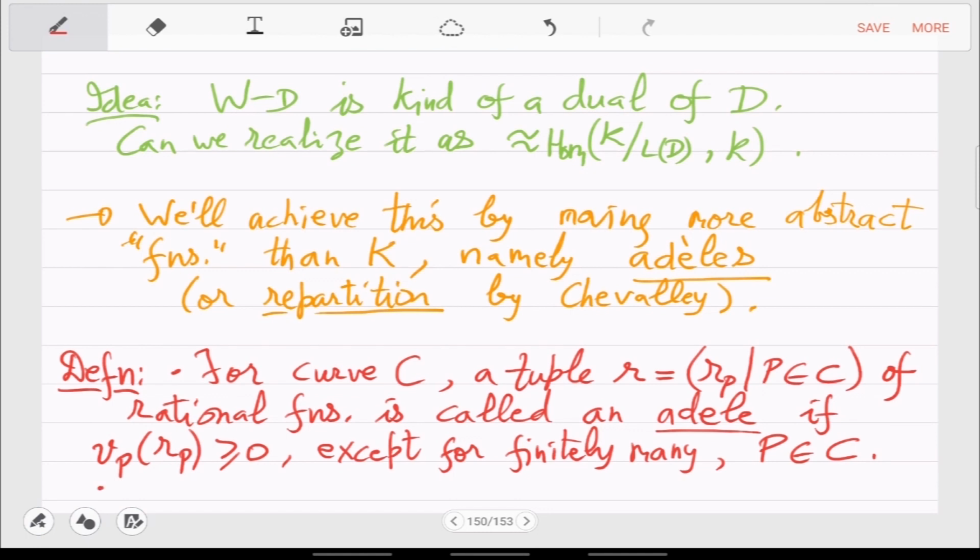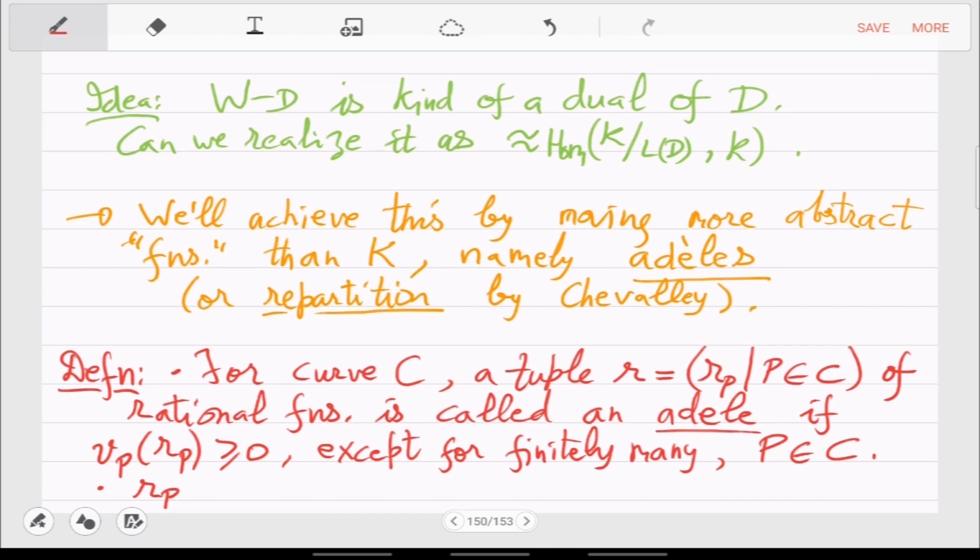So that's an Adele. But what's the reason for requiring this valuation to be negative for only finitely many? Right, so that is true for functions in the function field. If this small r, you just pick a function from the function field, say y or x, then you know that it can be negative only at finitely many points, right? Because negative means that you are talking about poles. Now you already know that for rational functions, poles are only finitely many.